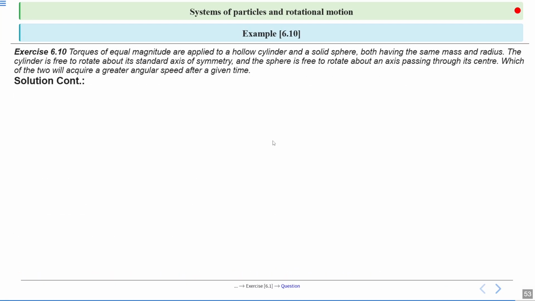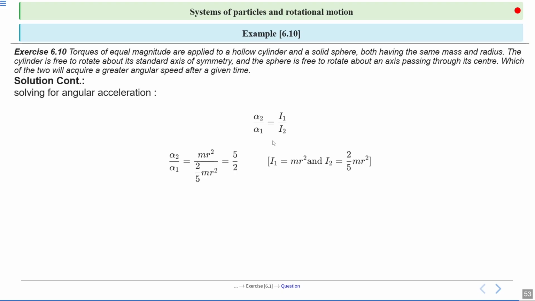Now solving for the angular acceleration, you will get alpha 2 divided by alpha 1 is equal to I1 divided by I2. I1 is mr square and I2 is 2 by 5 mr square. So just put the value, you will get alpha 2 divided by alpha 1 is equal to 5 by 2. So we can say alpha 2 is greater than alpha 1.